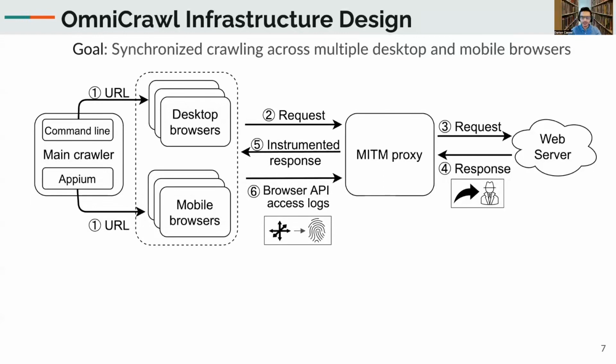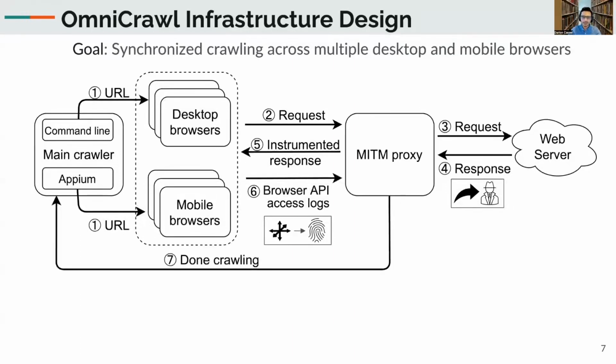These access logs will later be used to determine what APIs were accessed, as well as whether potential fingerprinting was occurring on the page. Finally, the proxy will send back a signal to indicate that that URL was visited so that we can synchronize between all of our browsers.